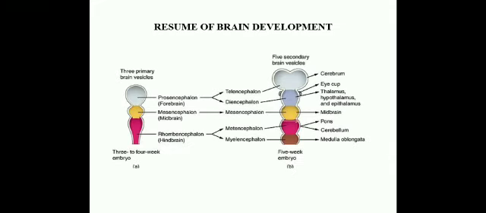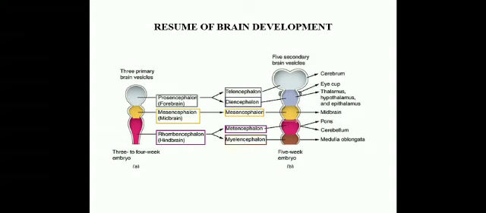We will now revise the development of the brain. It has three primary vesicles: the prosencephalon, which gives rise to the forebrain, the mesencephalon, the midbrain, and the rhombencephalon, the hindbrain. The prosencephalon again gives rise to the telencephalon and diencephalon. The mesencephalon remains as the mesencephalon. The rhombencephalon gives rise to the metencephalon and myelencephalon.